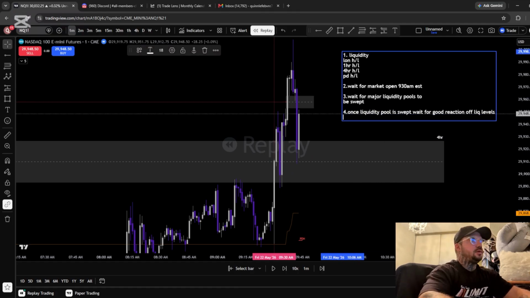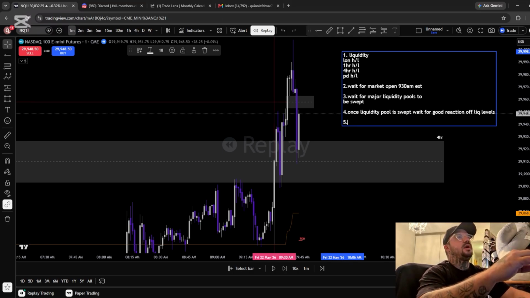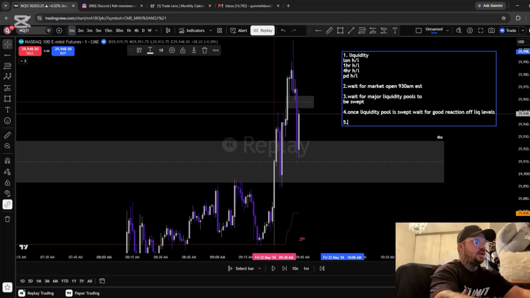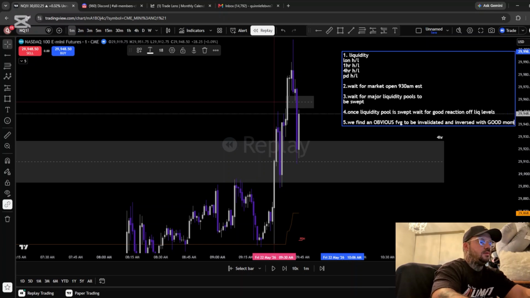Now we're gonna add something. 5. So now once the liquidity pool is swept and we wait for a good reaction to the levels, we find an obvious IFVG to be invalidated and inversed with good momentum.